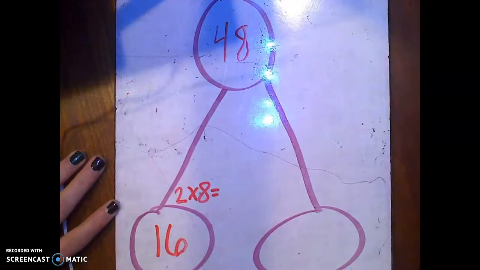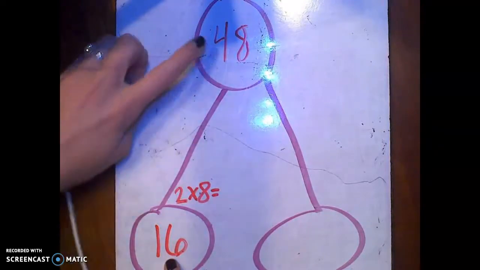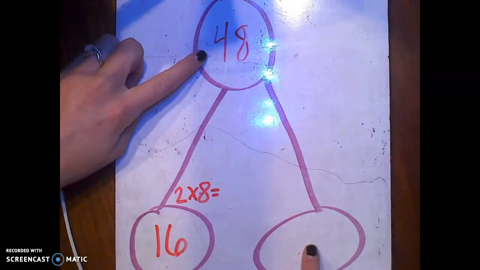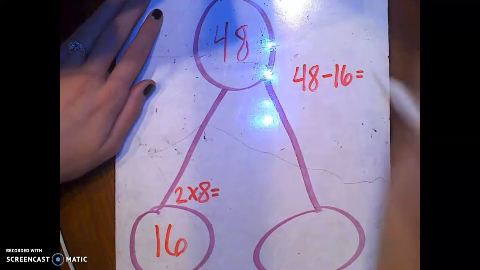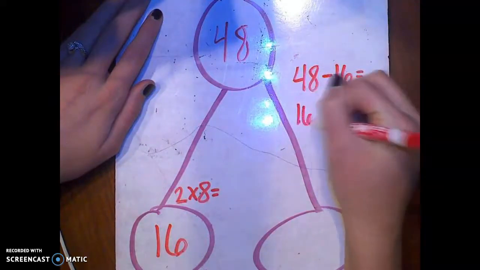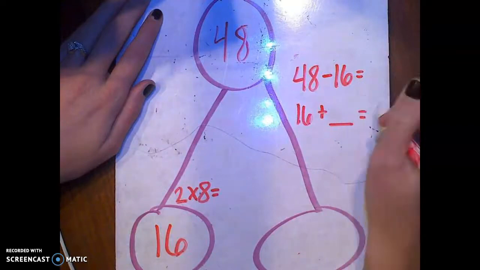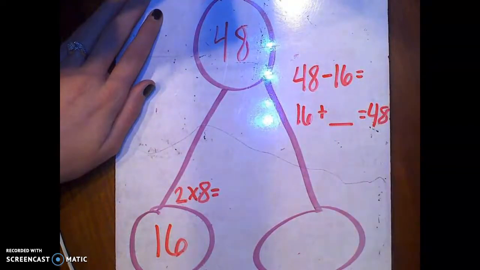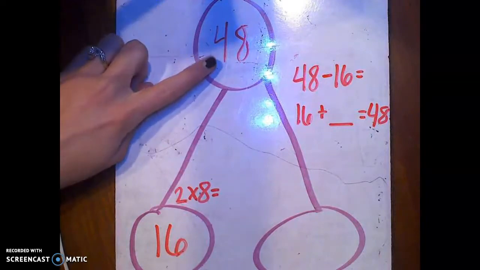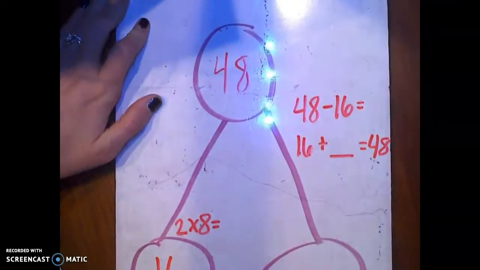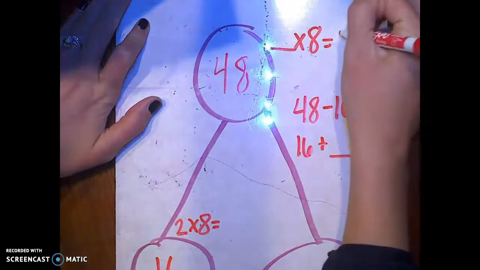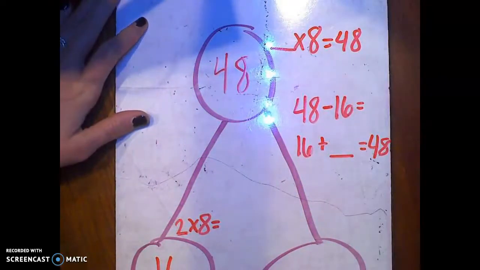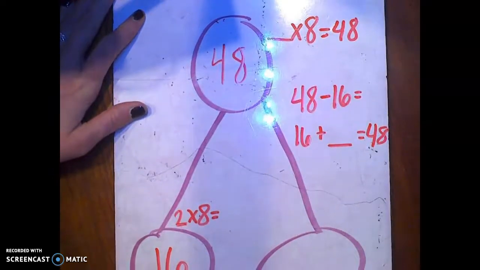Now, if I have my 16 here and my 48 up here, I need to figure out what goes in this circle. So there's a couple ways I could do this. I could do 48 minus 16 equals. I could also do 16 plus blank equals 48. Or I could figure out what times 8 equals 48. So I've got blank times 8 equals 48. How many groups of 8? Pause the video and see if you've got any of these answers.